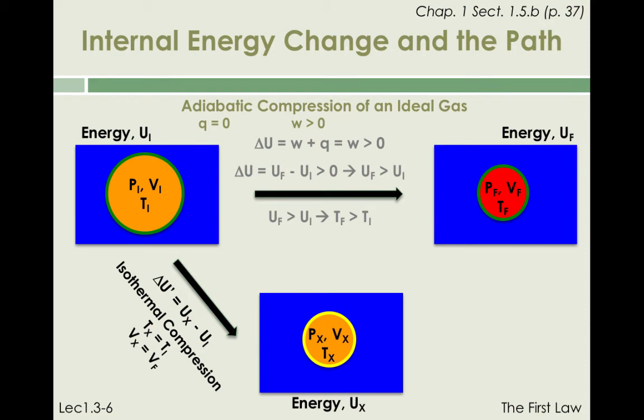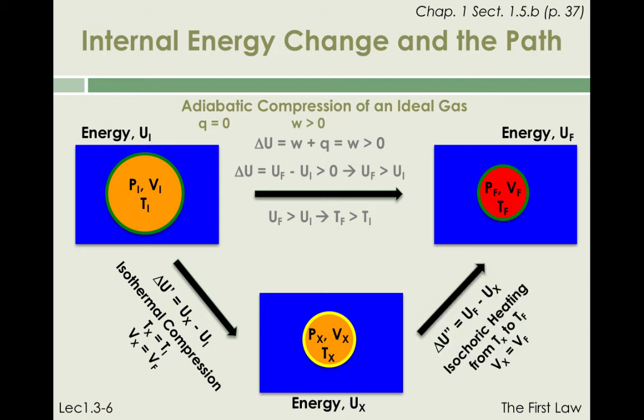And the change in energy for this process is equal to delta U prime equals Ux minus Ui. The second stage of the second path is an isochoric heating from state X to state F. It is isochoric because Vx equals Vf. It is a heating process because Tf is greater than Tx, which was chosen to be equal to Ti.